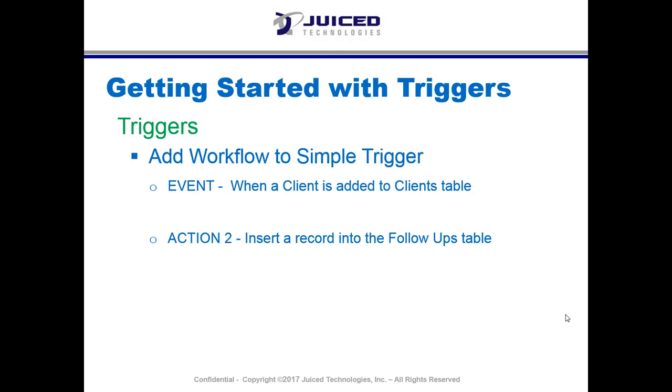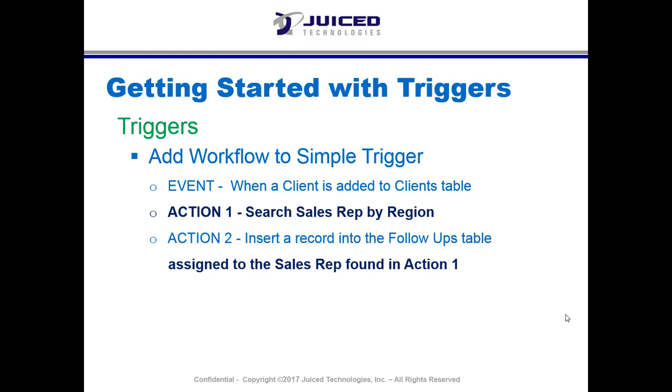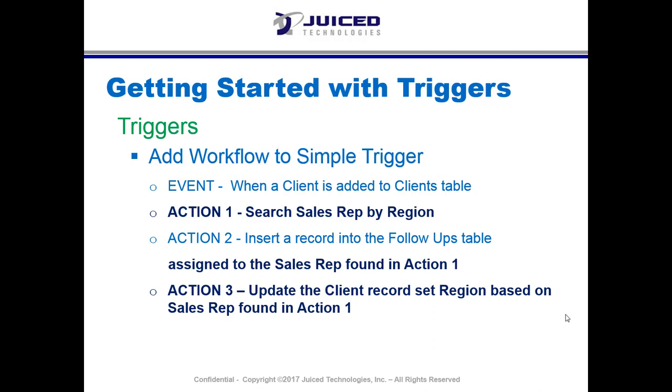After we show that one, we're going to create another trigger. We're going to duplicate that trigger, but we're going to add some workflow to it. So we're going to do the same thing, meaning when a client is added to the clients table, we're going to insert a follow-up record to the follow-ups table. But we want to add an action ahead of the insert, to search for a sales rep from our sales reps table for the region that the client is in. Then when we insert that follow-up record, we want to assign the sales rep that we found to the follow-up record. After that, we're going to add another action, which is going to go back and update our client record and set the region based on the sales rep that we found in our search action. So that'll be our second trigger with some workflow built in.